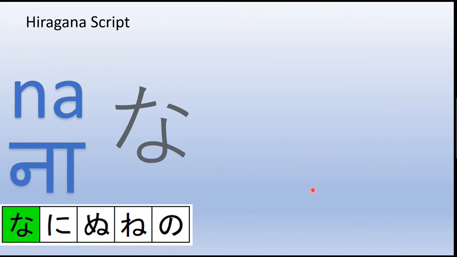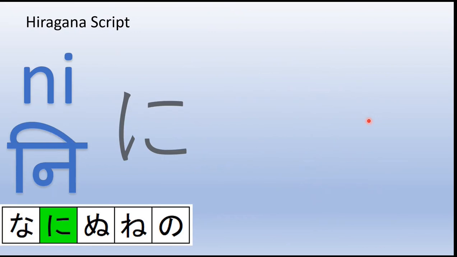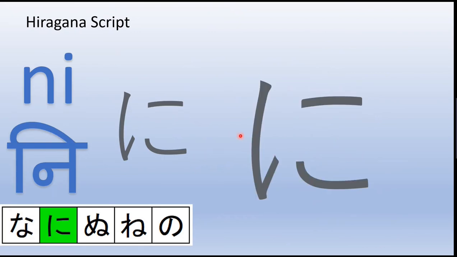The next line is na, ni, nu, ne, no. And the first sound is of na. So na, there are several strokes as we can see. The first stroke will be this horizontal stroke, then this slanted vertical stroke. Then we have this kind of curved line, and then the fourth stroke like this. So this makes the sound or the alphabet na. Ni. Ni is written like this. First this vertical segment, and then these two small or short horizontal segments.